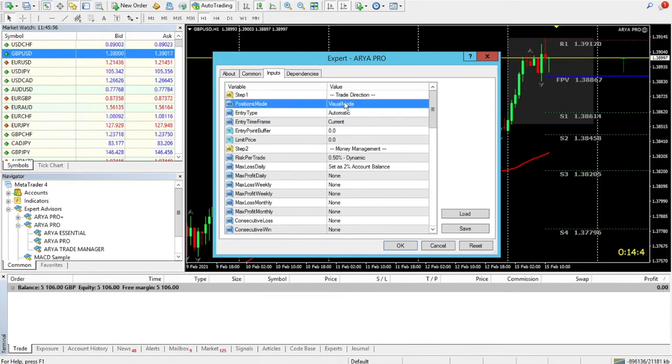For your position mode, you can choose between visual mode or buy and sell. We recommend you choose visual mode because it will mean you can see both the performance box and the buy and sell buttons, like this.